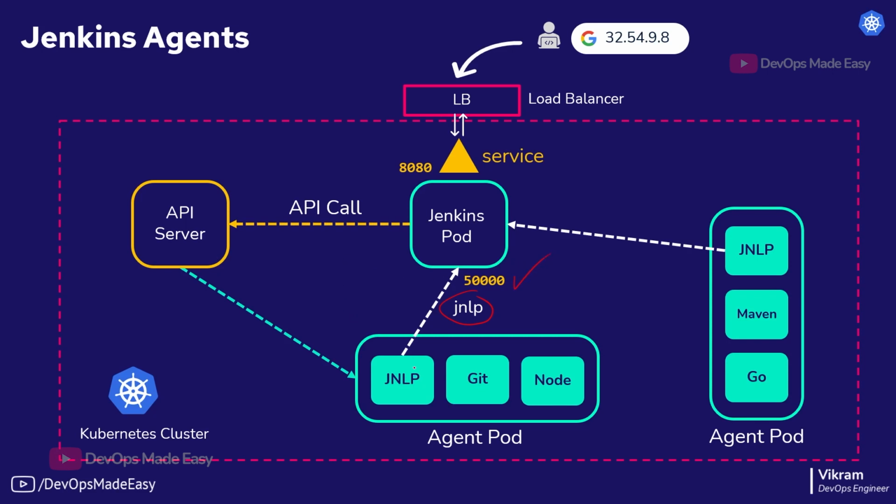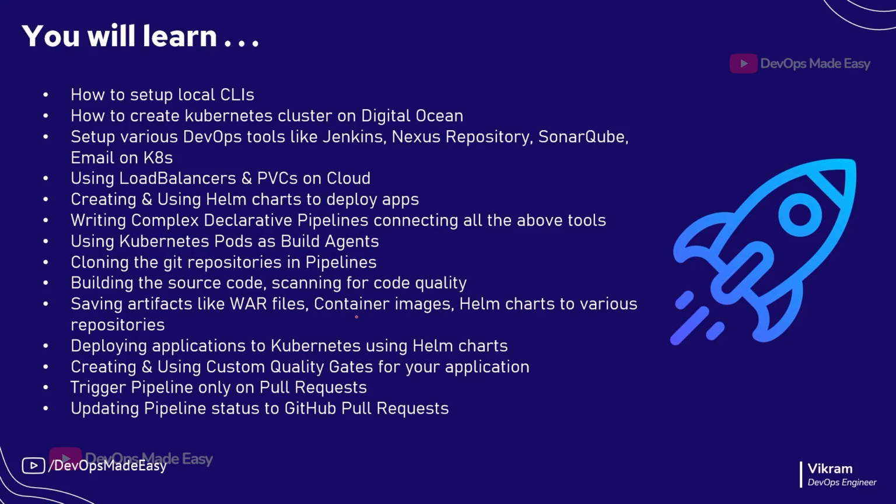And once your job is done, this complete pod will be destroyed, and if you initiate the job again, another new pod will be created and your job will be executed in that particular pod. So complete explanation of this is already covered. If you want to know more about how Jenkins Kubernetes pod agents work, you can refer to our previous video. And these are the various things that you are going to learn.